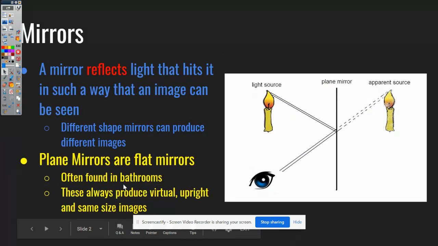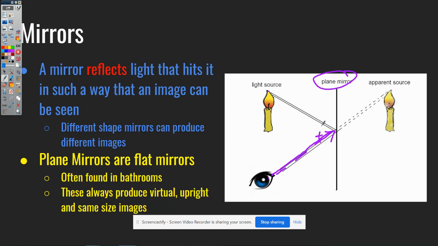Okay, so mirrors reflect light and that helps us form an image. So this is a plane mirror. This is a flat mirror like what you might find in your bathroom. Your eye is here. This is the object. So if you look at this angle, we learned that the law of reflection tells us that the angle of incidence has to be equal to the angle of reflection. So we see this light source, but we see it as if it were behind the mirror.